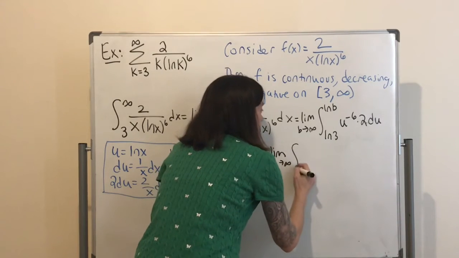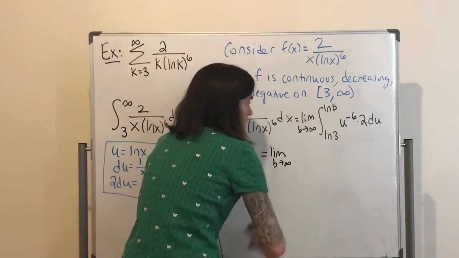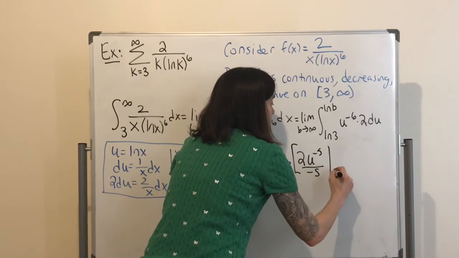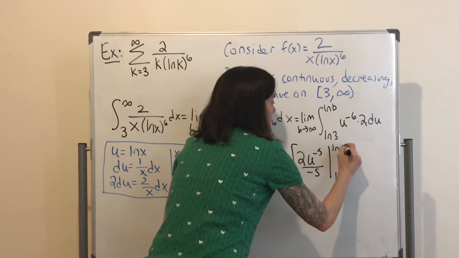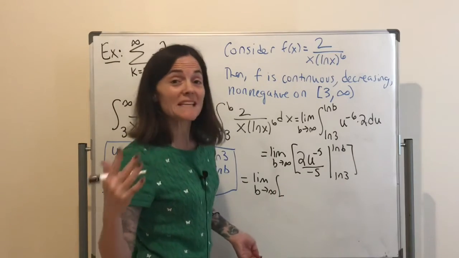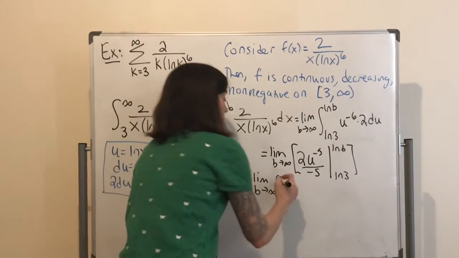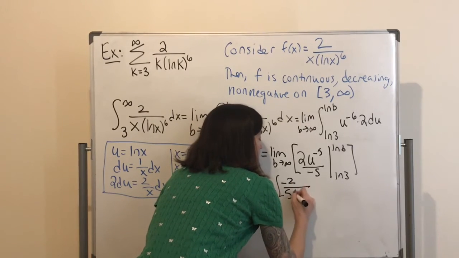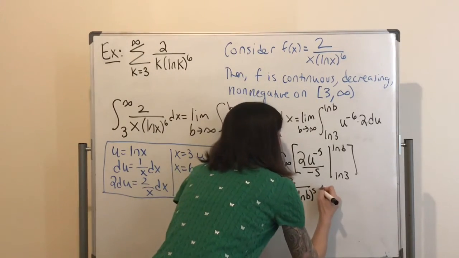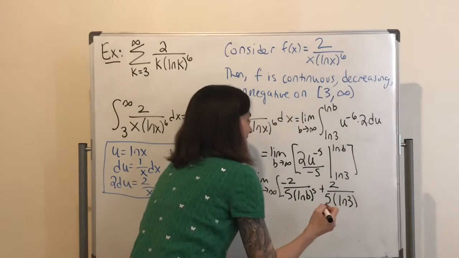As b goes to infinity, the integral, we have ln, now we integrate. We already converted to an integral of u, so we add a power, divide by the higher power, evaluated between ln 3 and ln b, and then I will give myself a little bit more space. Because I will be taking a limit, I'm going to move this -5 into the denominator with a positive exponent. So this is minus 2 over 5 ln b to the 5th. Then minus a minus becomes plus. We have plus 2 over 5 ln 3 to the 5th.